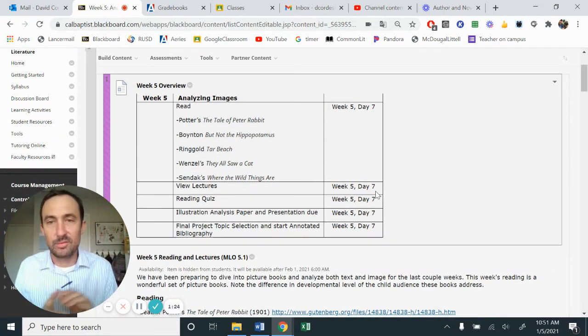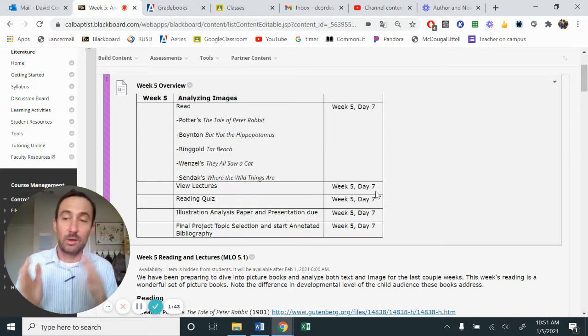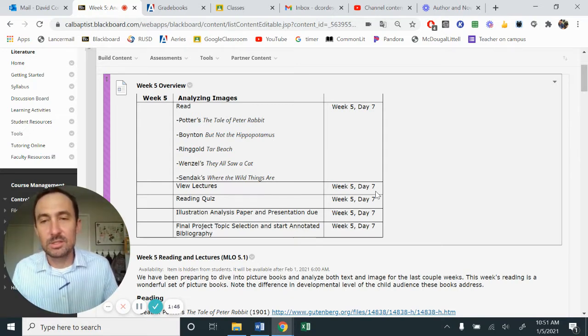You've got your reading. We've got The Tale of Peter Rabbit. Fantastic book. But Not the Hippopotamus. Love that story. We used to read that to my daughter all the time. We have Tar Beach. We have They Also Saw a Cat. And we have the classic Where the Wild Things Are. So these books are going to help gear us into our conversations.